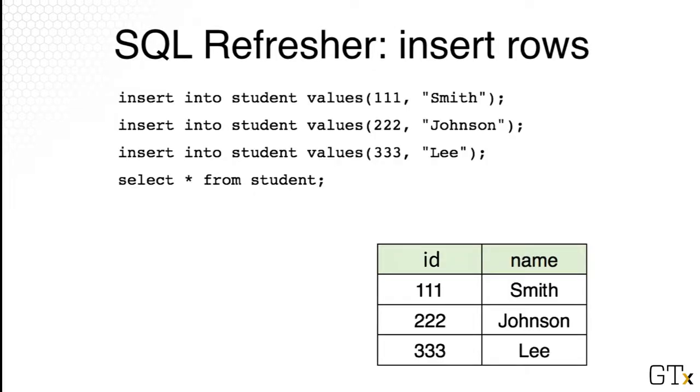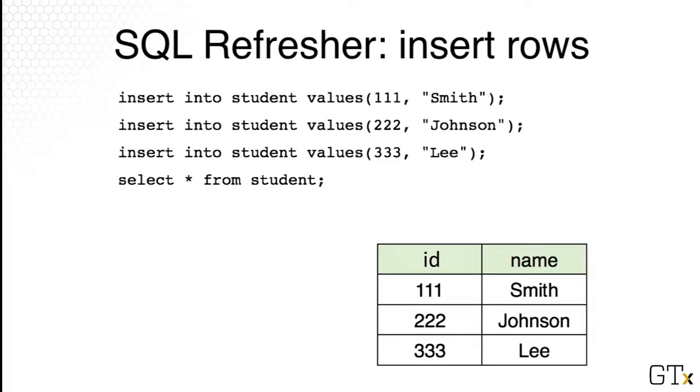After you create a table, you want to insert data. You use the keyword insert and say insert into which table, the student table. And you specify the specific values, let's say student ID 111, and Smith is the name. Then that inserts one row into the table. And you can repeat for another student like Johnson, another one Lee.